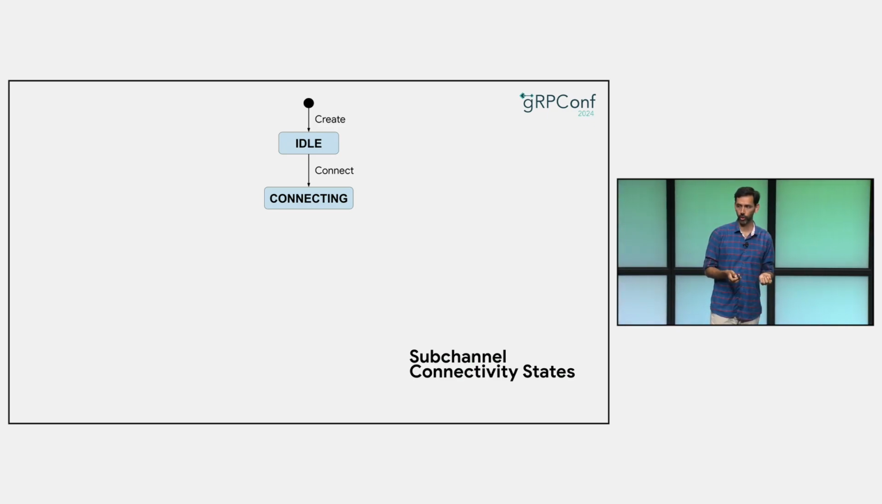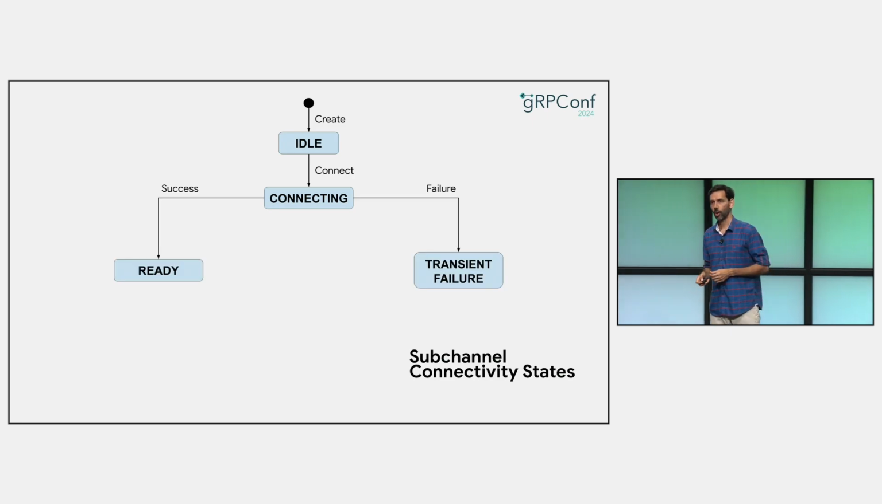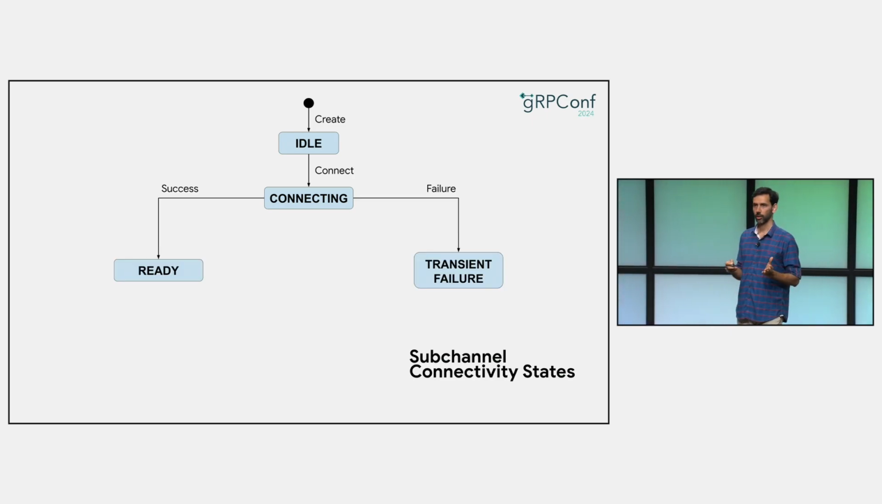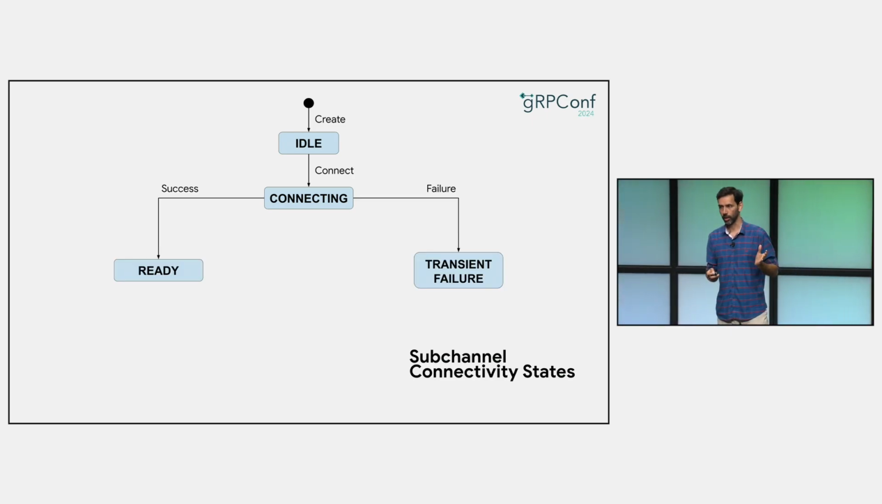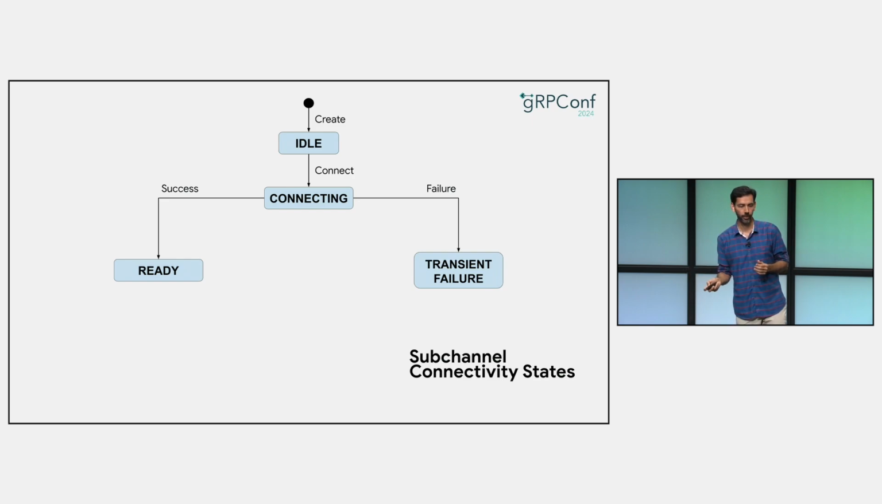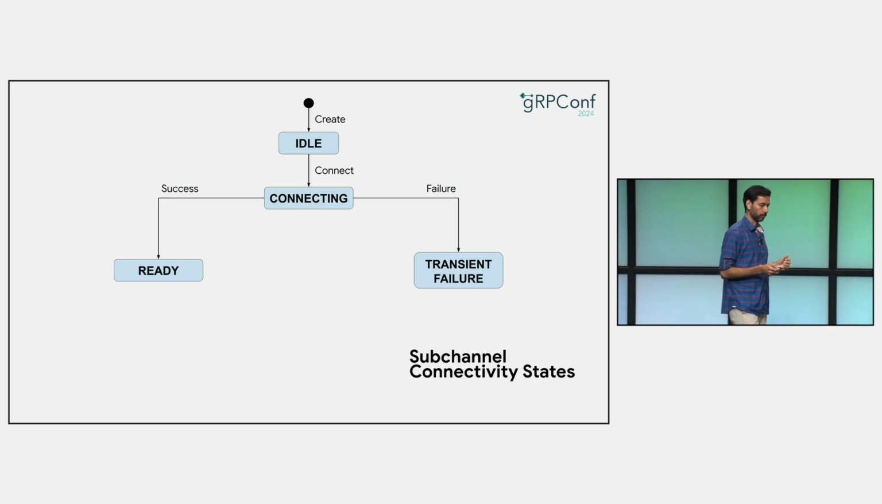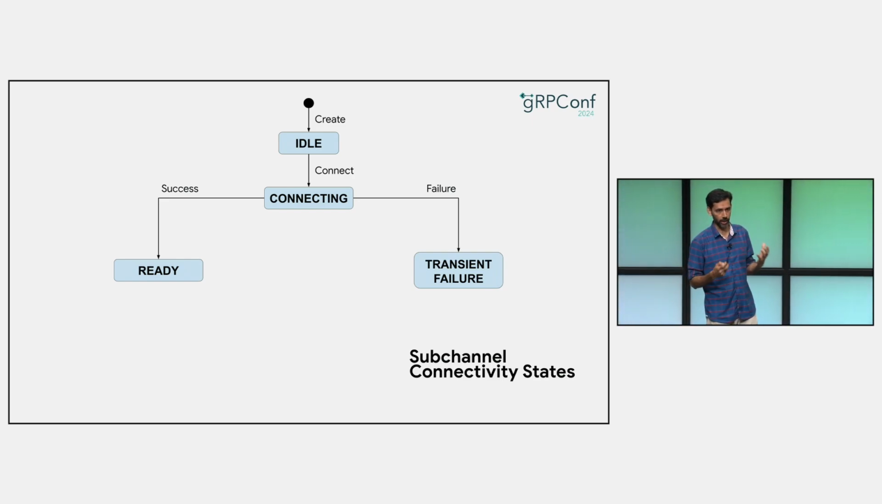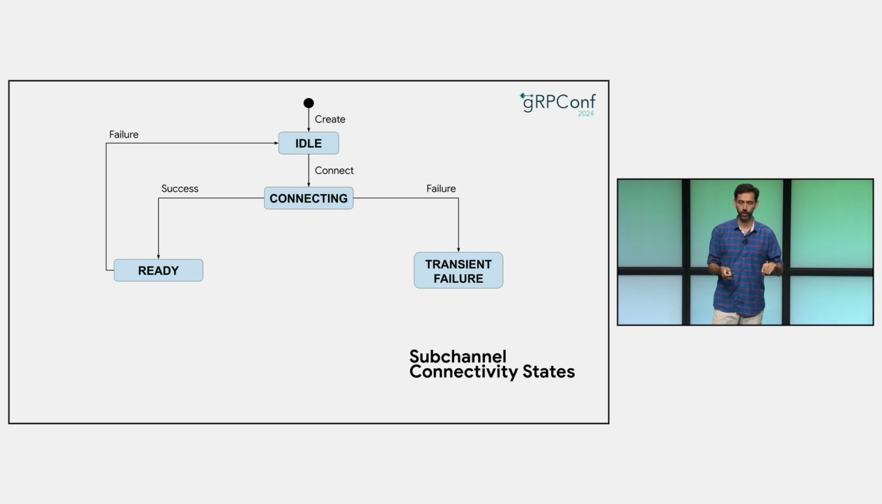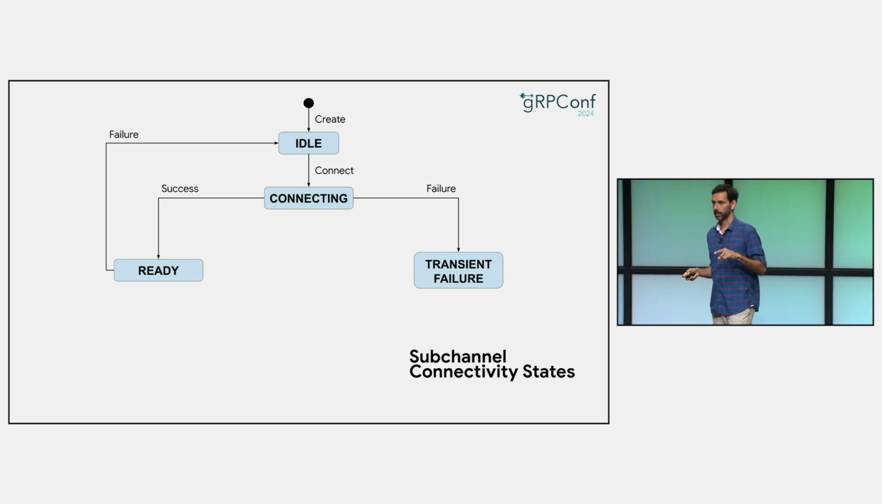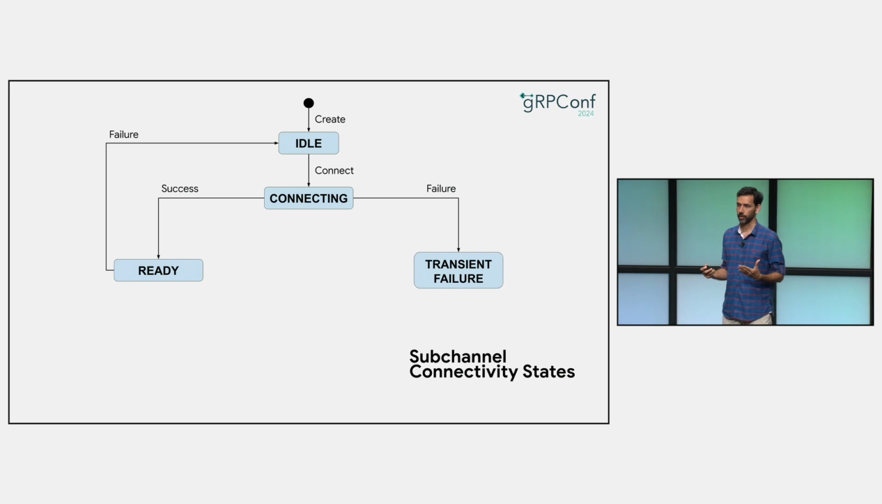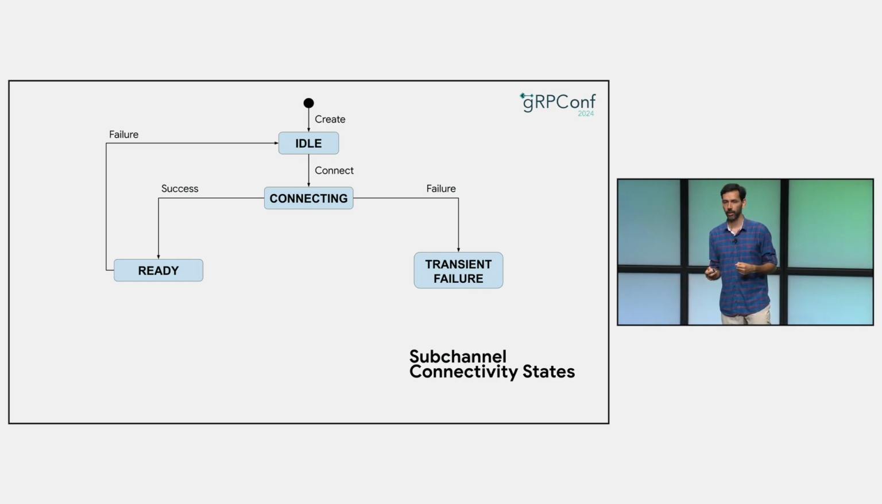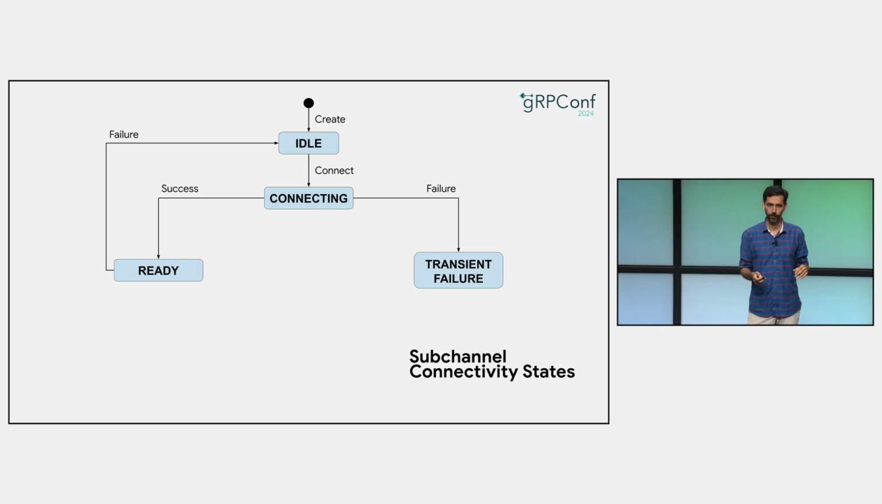So then it moves to connecting. And based on whether the connection succeeds or fails, it moves either to ready or to transient failure. And for a ready subchannel, if the connection fails, it moves back to idle. And at this point, it's up to the LB policy to kick it to connect again. Otherwise, it will just sit idle there.